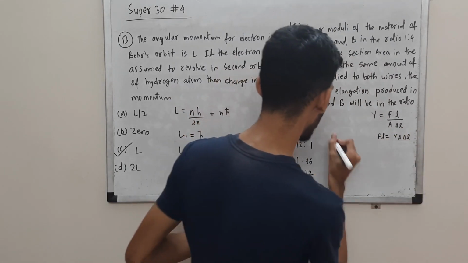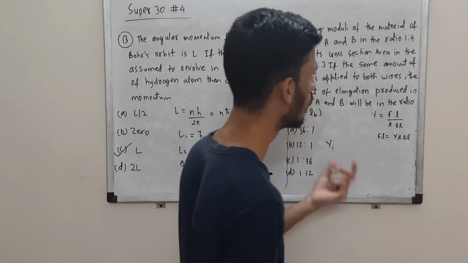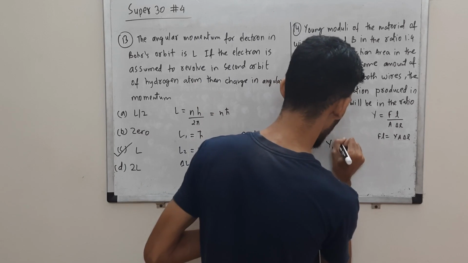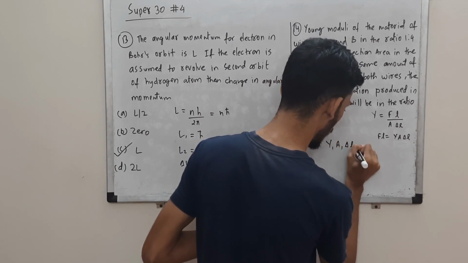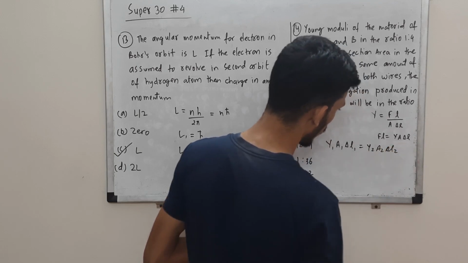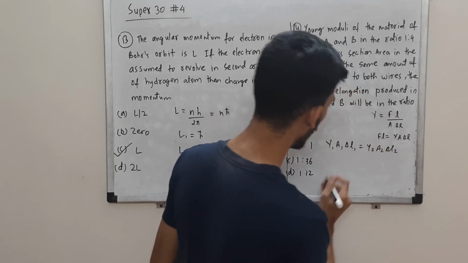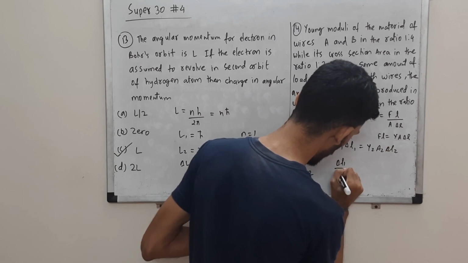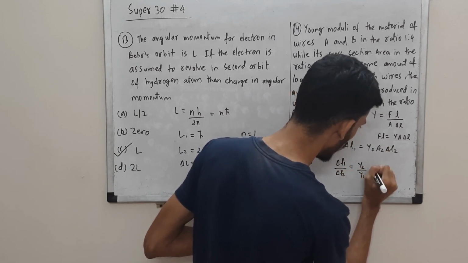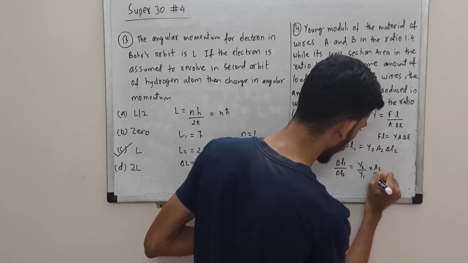Okay, so I'll just write 1 and 2. 1 means A, 2 means B. So Y1 A1 delta L1 is equal to Y2 A2 delta L2. We're supposed to find the ratio in the elongation, so delta L1 by delta L2 will be Y2 by Y1 into A2 by A1.